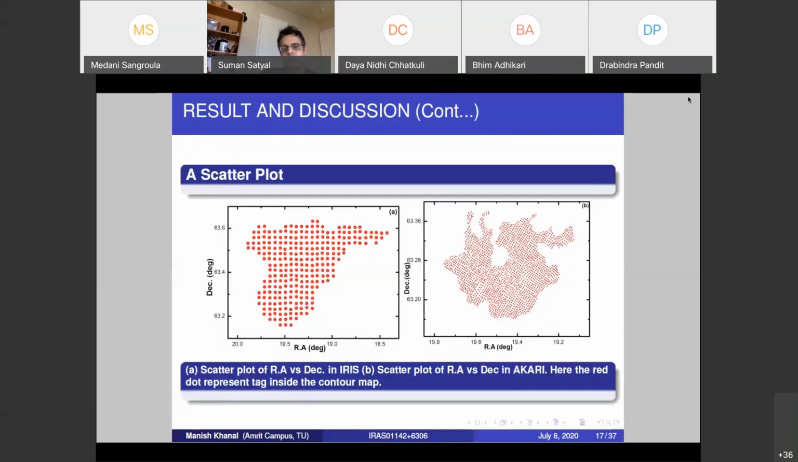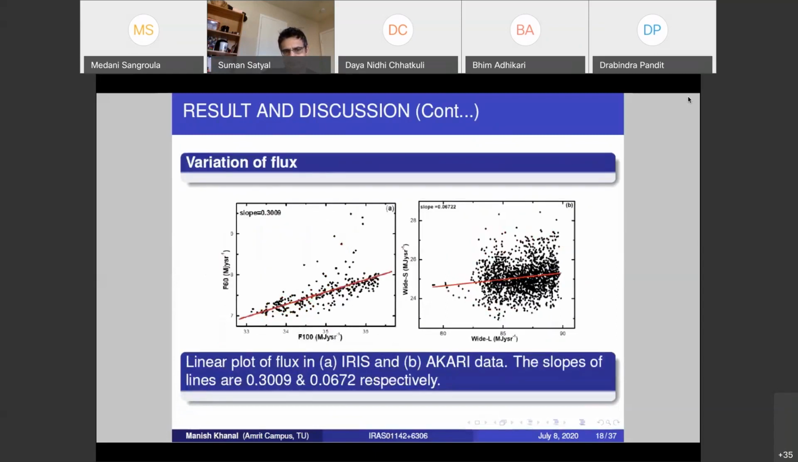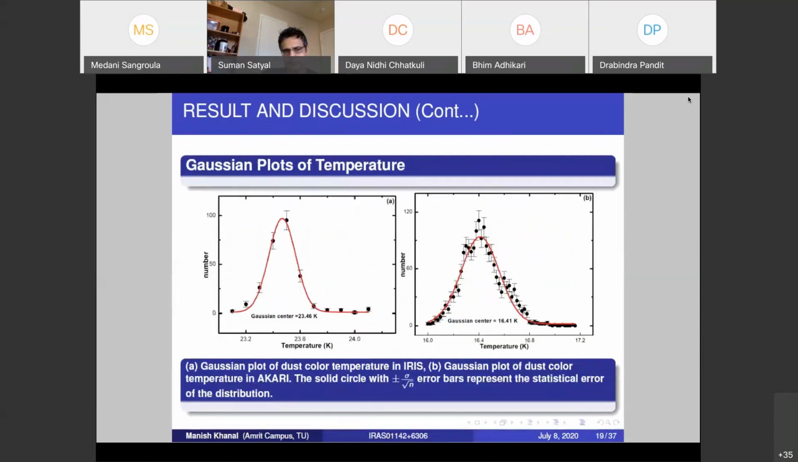Here the scatter diagram is shown. This diagram is the same as the contour map after the background correction in the region of our interest. There were 267 pixels tagged on IRIS and 1834 on Akari survey. This graph shows the variation of flux in higher wavelength and lower wavelength in both surveys. In IRIS survey, flux is uniform, but in case of Akari survey, the flux is concentrated on the right side of the graph.